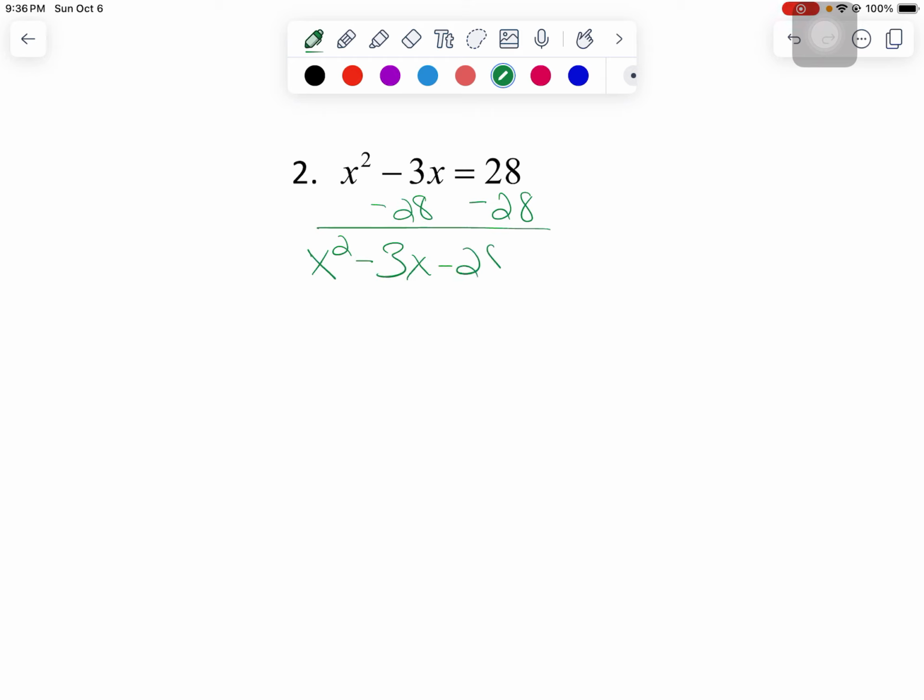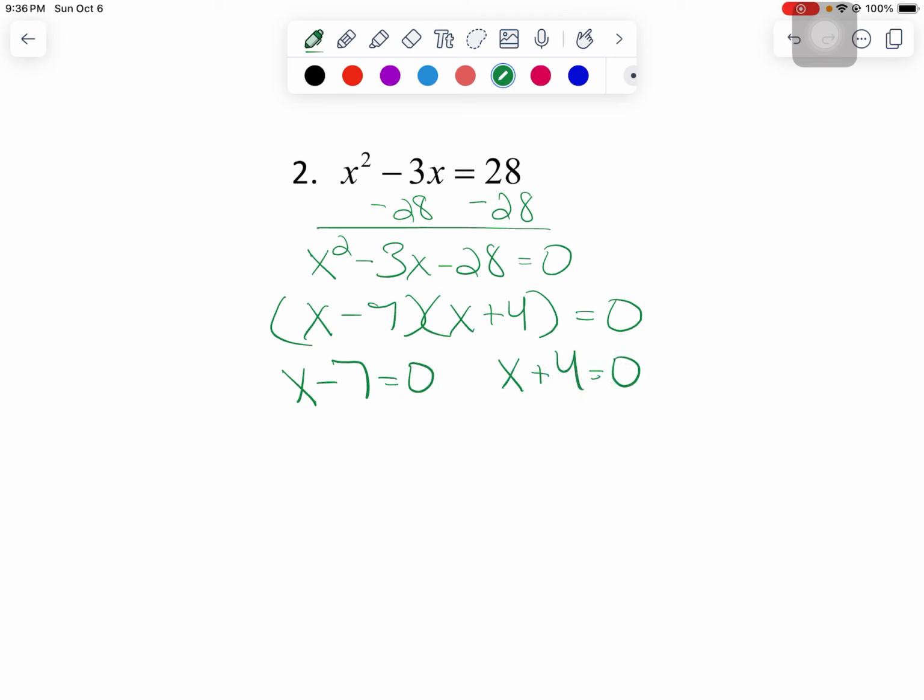That all works. So x minus 7 equals 0, x plus 4 equals 0. So I'm going to say x equals 7. Whoops, I'm not sure why I'm writing a double equal sign there. X equals 7 and -4. All right, so there's the first two problems. You need to know how to factor, okay? So make sure you're comfortable with that.